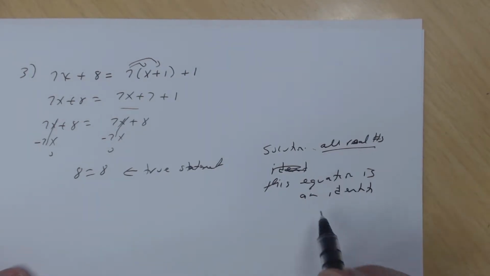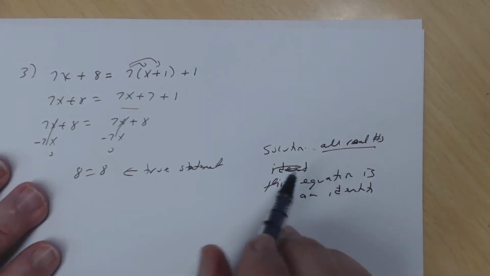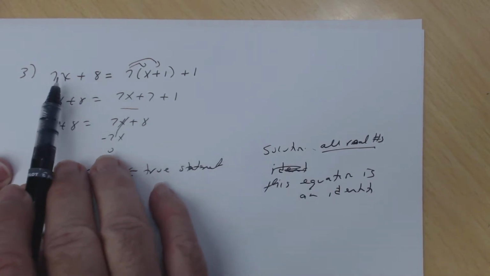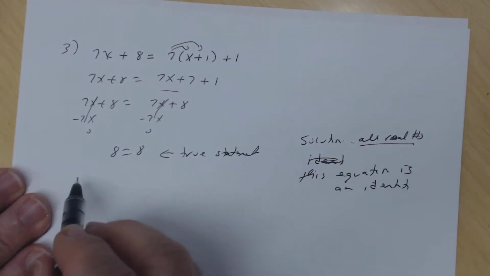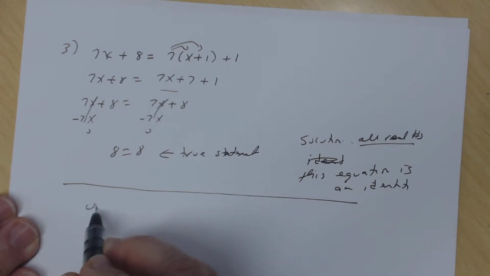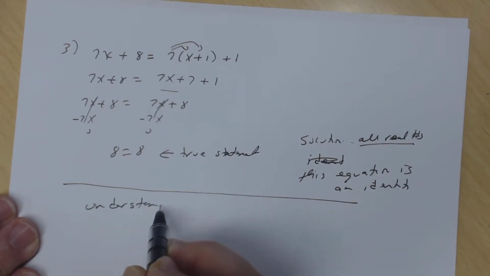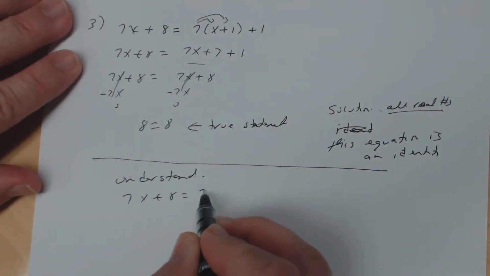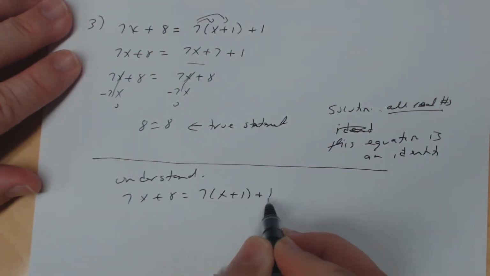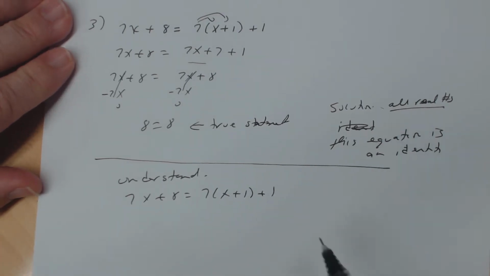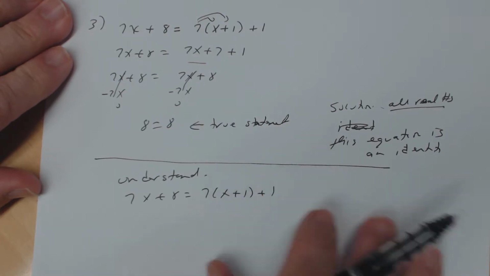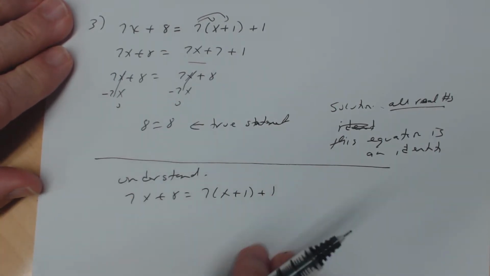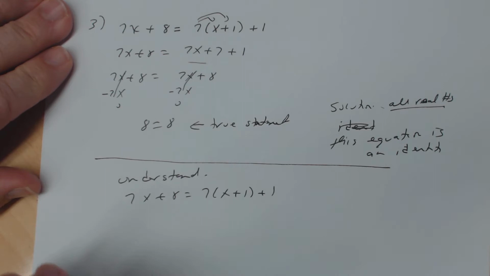Okay, so if it's all real numbers, you're going to say it's an identity. Now, what that means is that no matter what number I substitute into x, I don't just want you to understand this, so make sure you understand this. My original equation was 7x plus 8 equals 7 times x plus 1 plus 1. So what I'm saying is that any number works. Any number, all real numbers is the solution. Decimals, fractions, irrational numbers, rational numbers, any real number is a solution.